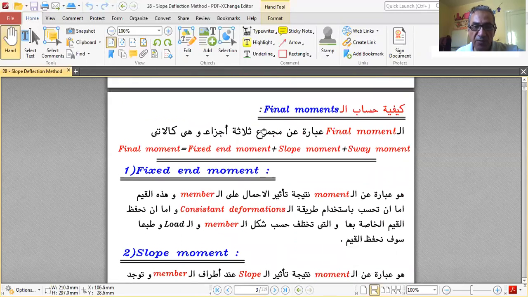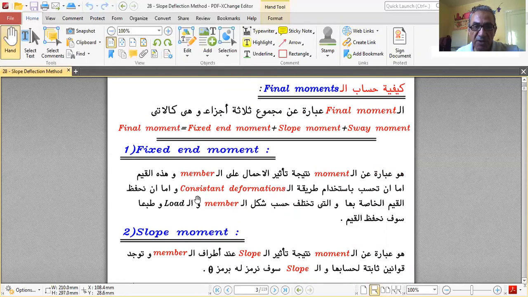How do you calculate the final moments? The final moments is the summation of 3 parts. One is called fixed end moment. The second one is called the slope moment, and the third one is called the sway moment.